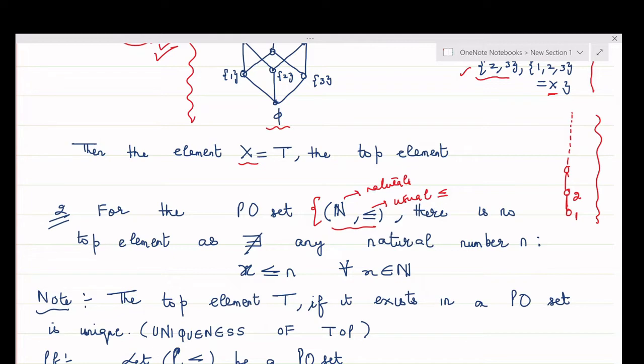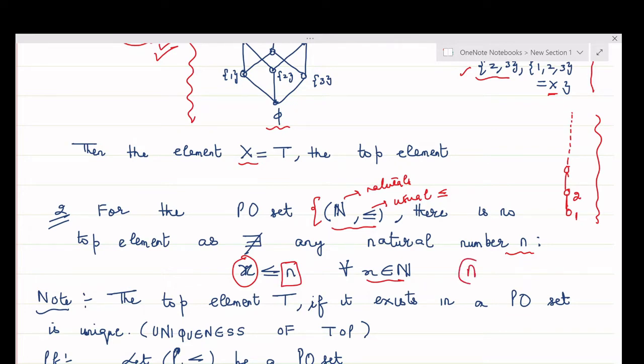So you can see from the Hasse diagram itself that there is no top element, no element which is at the top. Otherwise also, when you give the mathematical argument that this particular poset has no top element, we can say that there is no natural number n. You cannot find any natural number n such that every natural number x is less than that.